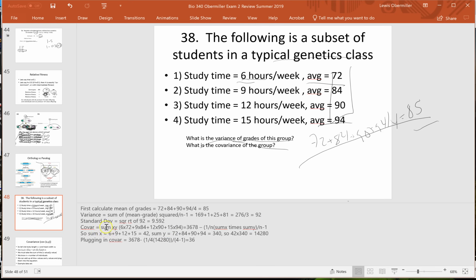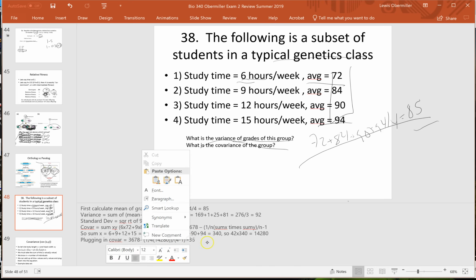9.592. Covariance is the sum of the multiplied values of x and y. So 6 times 72 plus 9 times 84 plus 12 times 90 plus 15 times 94 gives us this value. Remember, that's minus 1 divided by n, and the sum of the values of x times the sum of the values of y divided by n minus 1. So if the sum of x is 42, sum of y is 340, 42 times 340 is 14,280.